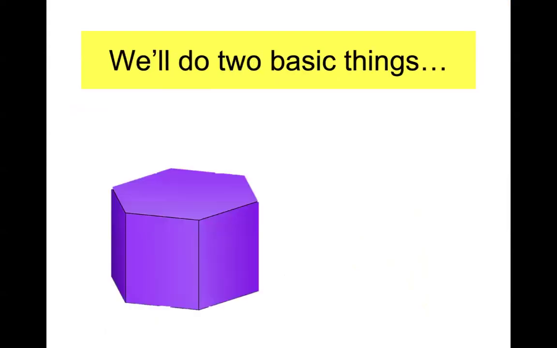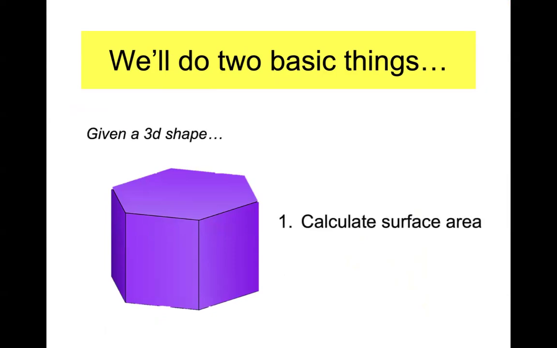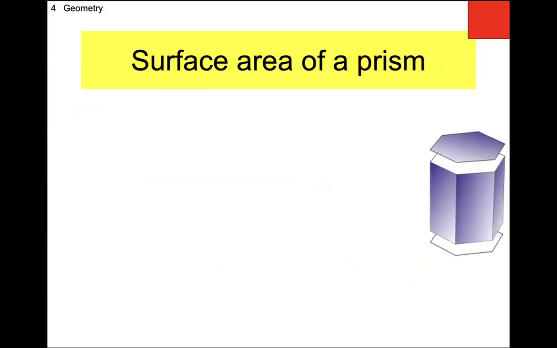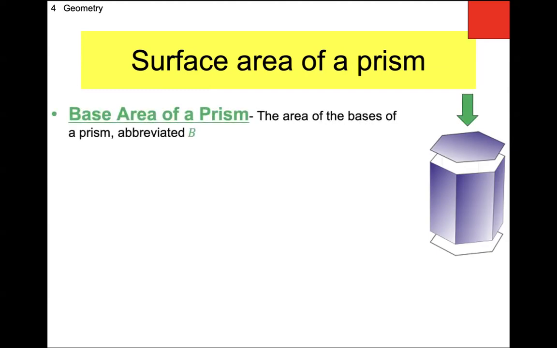So this entire chapter, we're going to be doing two main things. I'm going to give you a three-dimensional shape. You're going to be calculating the surface area of it, and you'll be calculating the volume of it. So we're going to hit formulas for both. All right, so the first big idea is the surface area. Our book doesn't call it surface area. It calls it total area. It's the same idea, though. All right, so let's see. To calculate the surface area of that particular prism, we would have to calculate the base area. Our book uses a capital letter B to represent the area of the bases. And I should say the area of one of the bases.